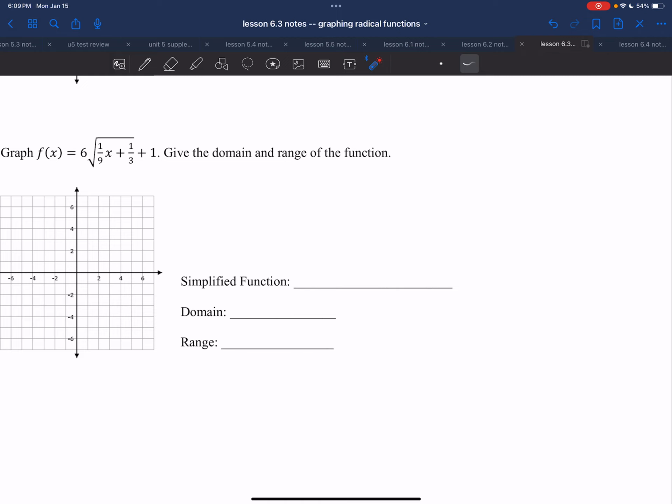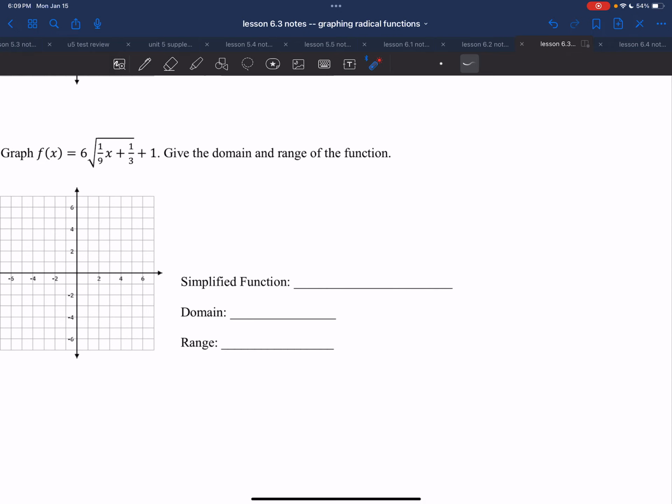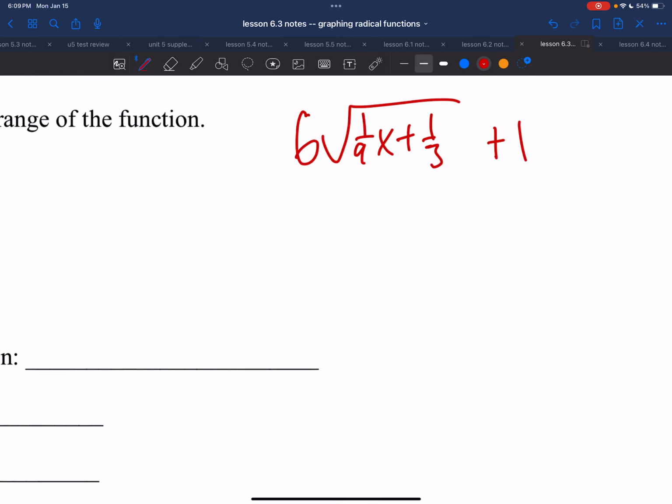Okay. So let's do this one, number 6, or number 3. Graph f of x equals 6 times the square root of 1/9 x plus 1/3, plus 1. How do you do this?